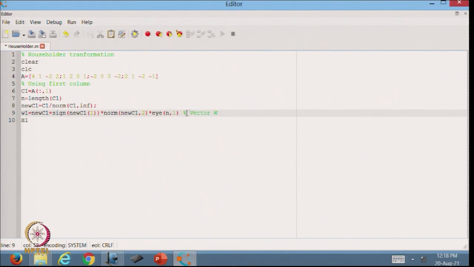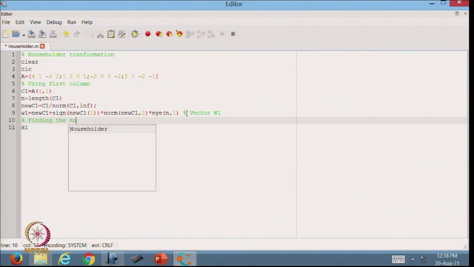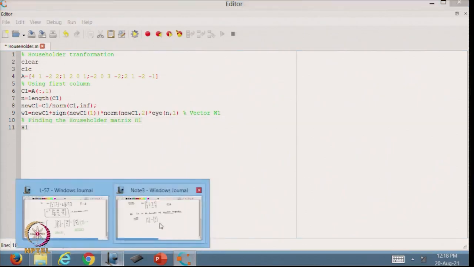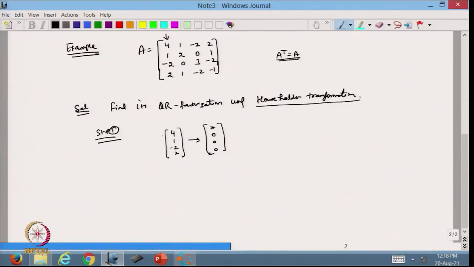So, you can write here vector w, and now finding the Householder matrix H1. Why are we writing this H1? Because first I am dealing with this one. So, I will find the matrix.